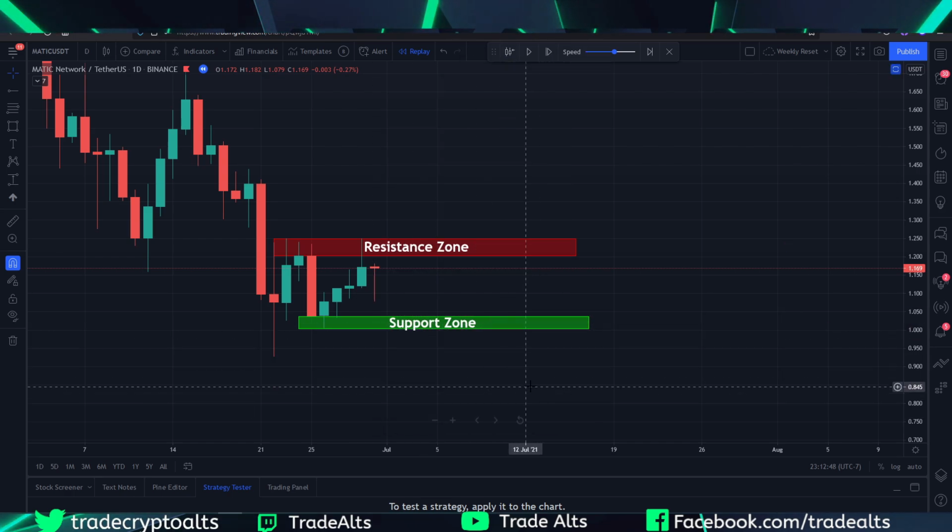Put this here. So now you have your resistance zone. You have your support zone. And not to get too far out of the context of this video, but now you're developing this beautiful range that you can also trade. That's a different module, but this is forming a really nice range at the moment.